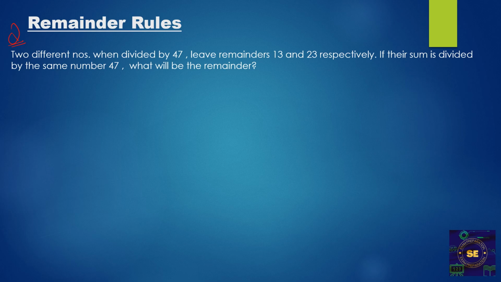So here the condition is saying if A is divided by 47, it gives remainder 13, and if B is divided by 47, it gives remainder 23. Okay, so if A plus B is divided by 47, what will be the remainder?